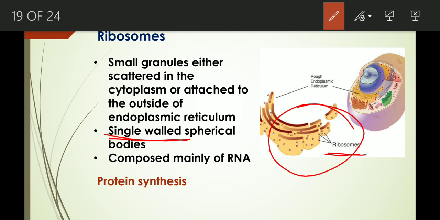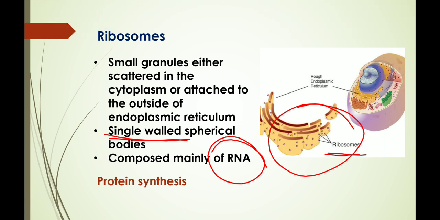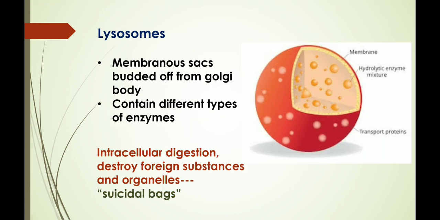And ribosomes are mainly composed of RNA. There are two types of nucleic acid: deoxyribonucleic acid, that is DNA, and ribonucleic acid, that is RNA. So ribosomes are composed mainly of RNA, and the main function of ribosome is protein synthesis. They synthesize proteins. Clear? Next type is lysosomes.